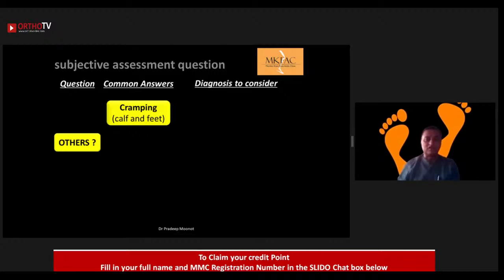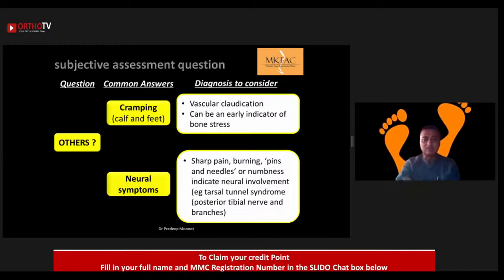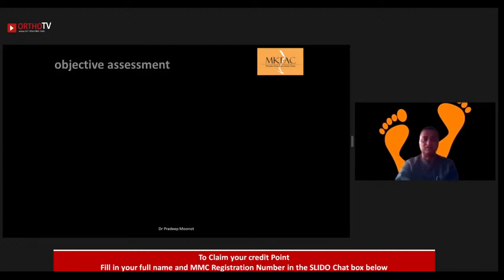Other causes: if a patient complains of cramping of the calf and feet, you need to exclude vascular claudication type of pain, or it could be an early indicator of a stress fracture. Neural symptoms like burning sensation, sharp pins or needles, you need to rule out tarsal tunnel syndrome, involvement of the posterior tibial nerve and the branches.